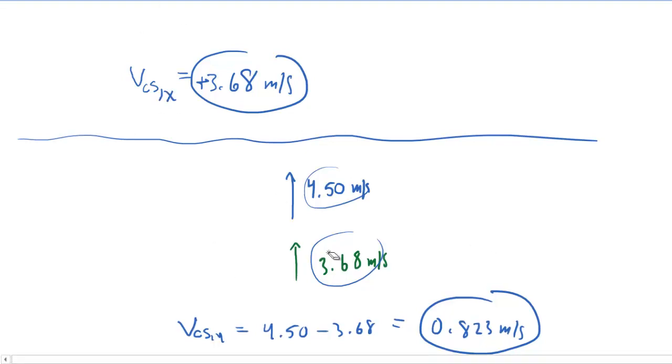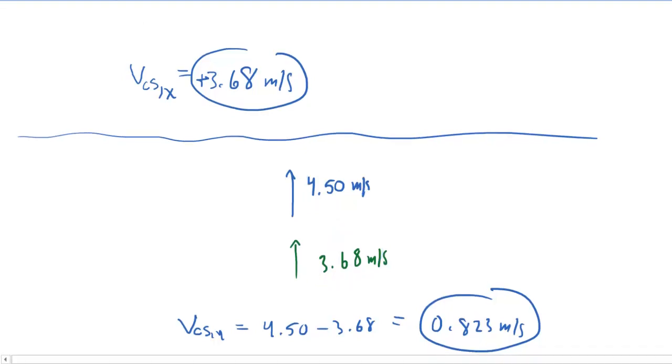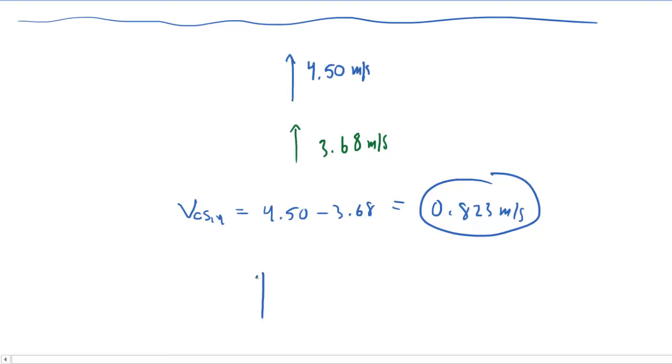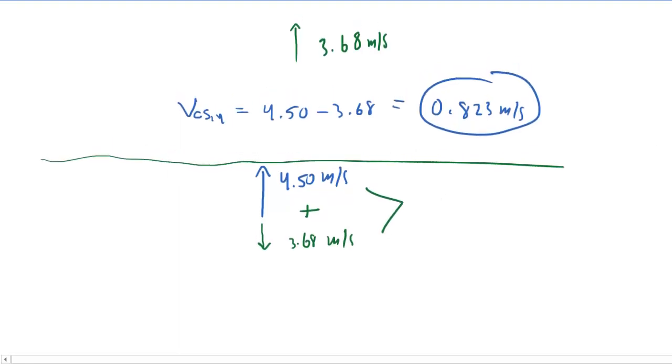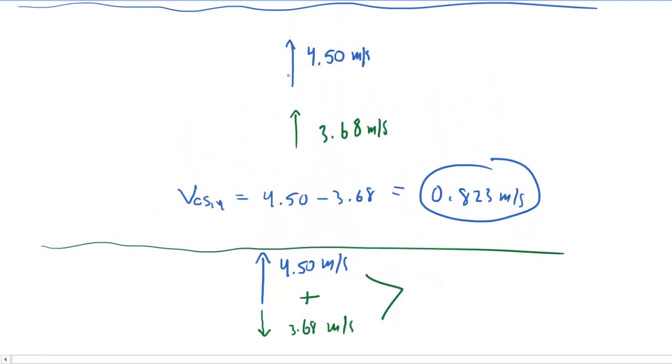If it's still a little confusing as to why we're subtracting them, think of it in the opposite sense. Imagine that the cruise ship was going north as it is, but this time the patrol boat was going southward at 3.68 meters per second. So in that case, they'd be moving apart from one another at a very fast rate. One's going north, the other's going south, so they're spreading apart at a relatively fast rate. So in that case, you actually would add those two together to get your answer. But in the case where they're moving in the same direction, while it is true that the cruise ship is gaining or getting ahead of the patrol boat, it's only getting ahead at a rate of 0.823 meters per second because the patrol boat is moving in the same direction.